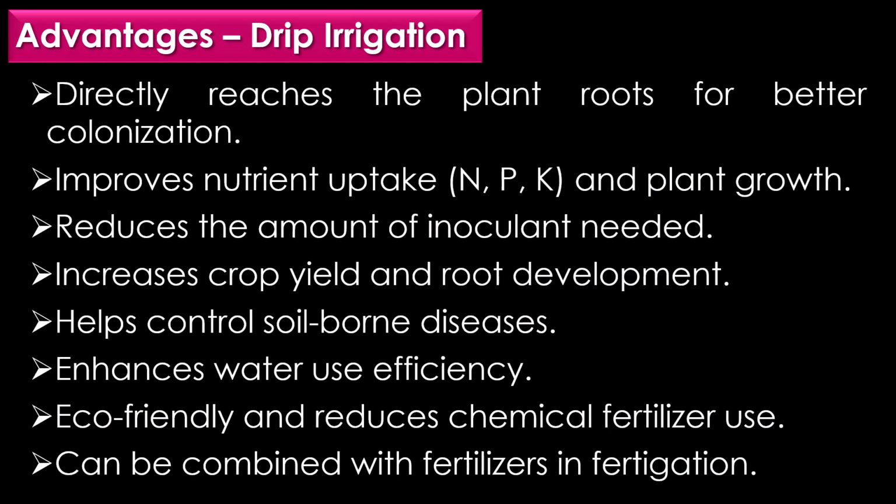Advantages of drip irrigation. Drip irrigation directly reaches the plant root for better colonization. It improves nutrient uptake like nitrogen, phosphorus and potassium, and plant growth. It reduces the amount of inoculant needed, and increases crop yield and root development. Drip irrigation helps to control soil-borne diseases. It enhances water use efficiency, it is eco-friendly, reduces chemical fertilizer use, and it can be combined with fertilizer in fertigation.